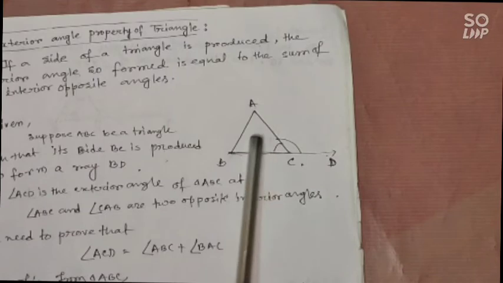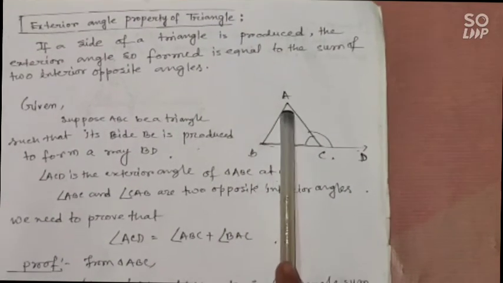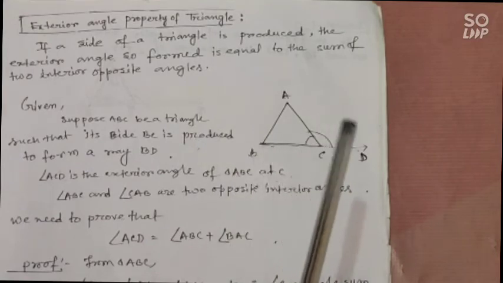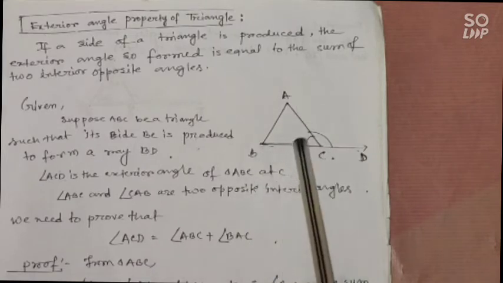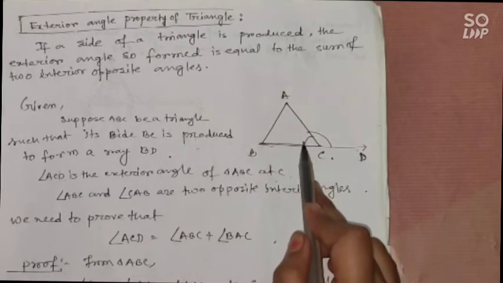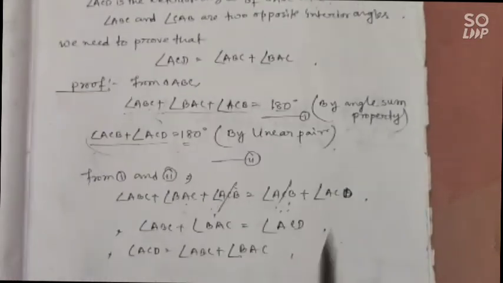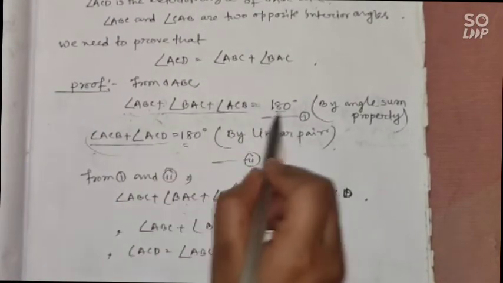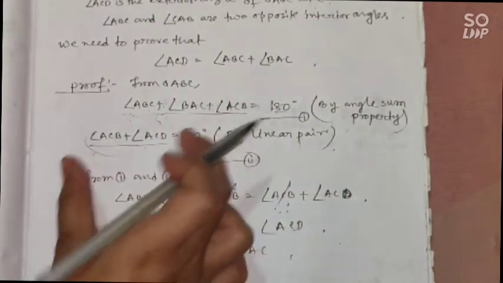So, from triangle ABC, we can write by angle sum property, that is, the sum of the three angles of a triangle is 180 degrees, so angle ABC plus angle BAC plus angle ACB equals 180 degrees. And by linear pair, we can write angle ACB plus angle ACD equals 180 degrees. So, by equations 1 and 2, this value is equal to 180 degrees and this value is also equal to 180 degrees. So, this equals this.